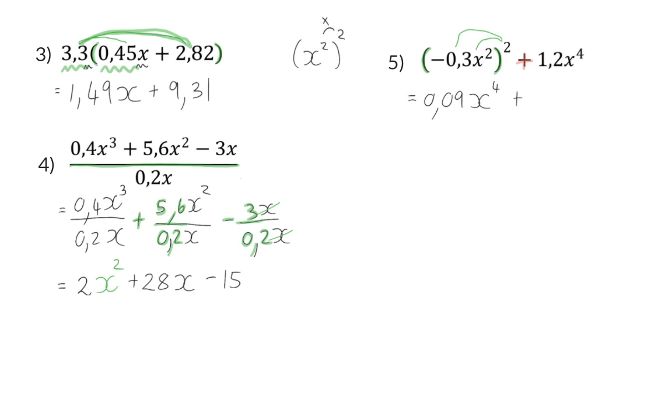And now we need to add the 1,2 x to the power of 4. Because these two terms have variables that look exactly the same, they are like terms, which means we can add them up. 0,09 plus 1,2 is 1,29, and the variable when adding stays constant, x to the power of 4.